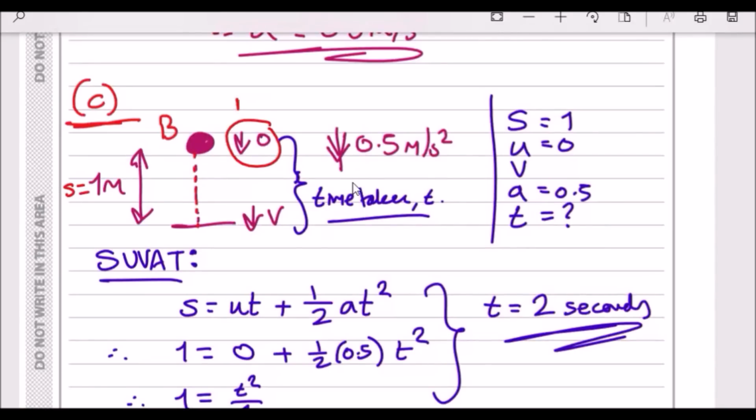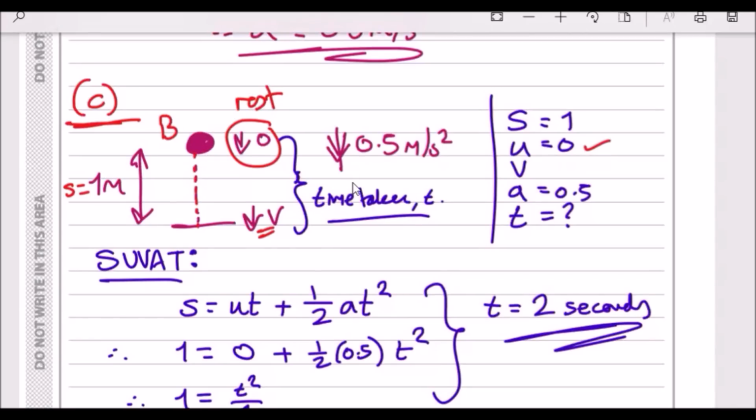Now this is very important. If it's released from rest, it means that the initial speed U is 0. So here we go. We know that the acceleration is constant and it's going to accelerate downwards at 0.5 meters per second squared, so that's A. We don't necessarily need to know the final speed as it touches the ground. We just care about the time T.